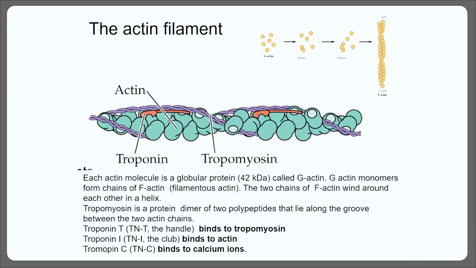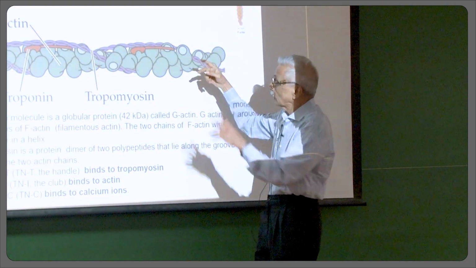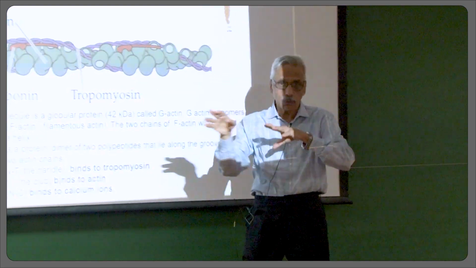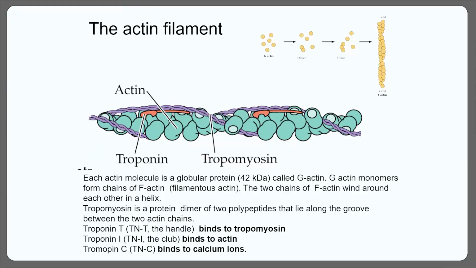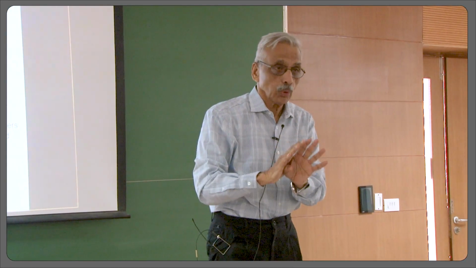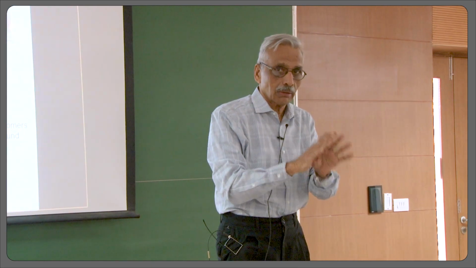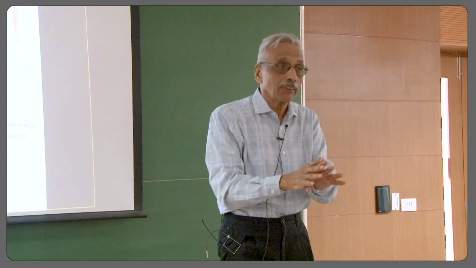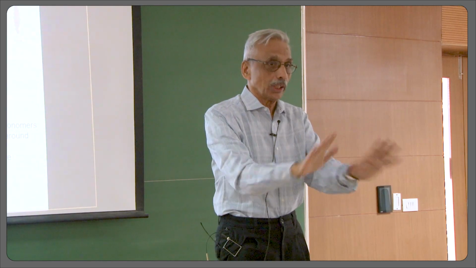And then there are 2 more proteins. One is called tropomyosin, which is a double helix. There are 2 of them, and they go all along and occupy a position such that on each G-actin, the site where myosin is supposed to bind is occupied. So, is the binding site on the G-actin molecule available to the head of the myosin? No, it is not available.